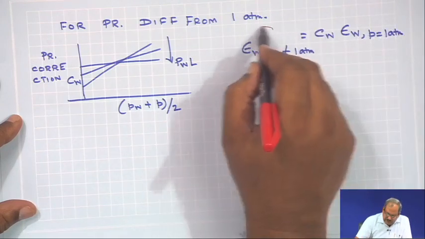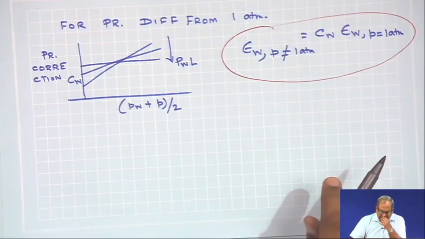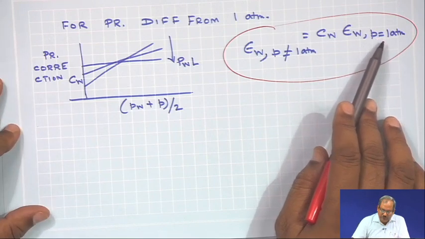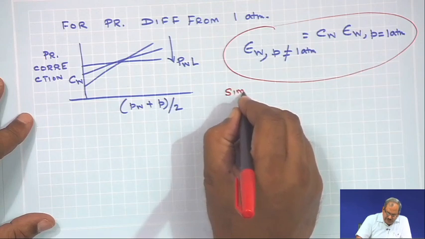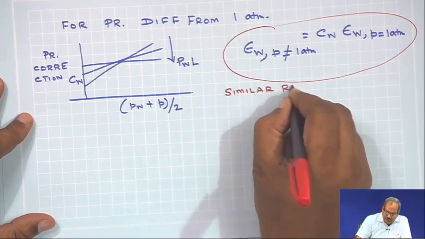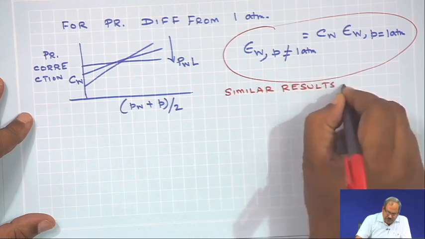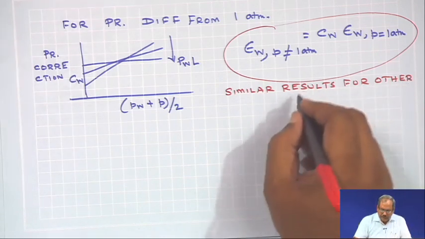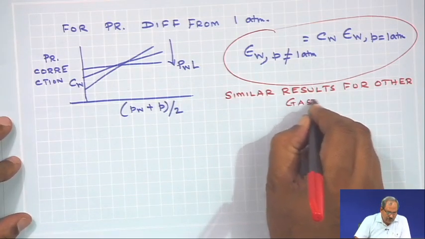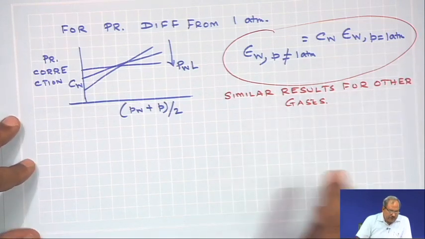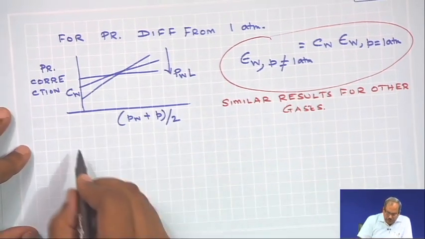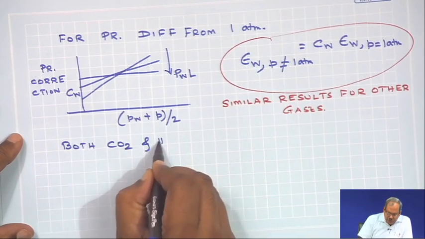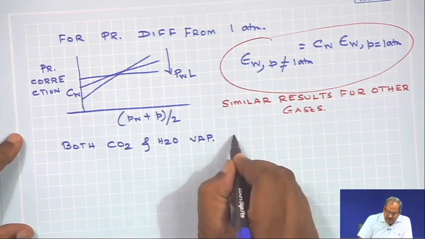So, this is a correction factor which must be taken into account when your pressure is different from that of 1 atmosphere, and you get similar results that are available in literature for other gases. And when you have, let us say, both CO2 and H2O vapors present.